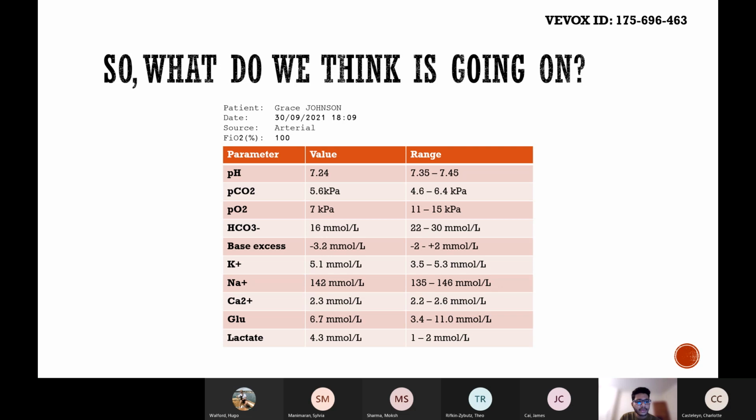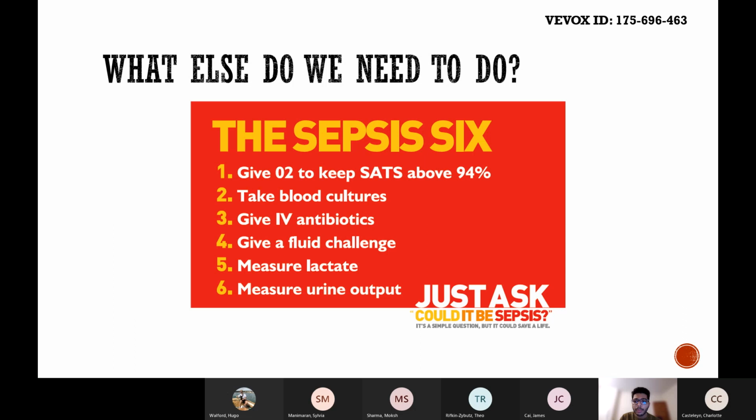So again, this is a slide for your reference, but it's really important to commit this to memory as well. The sepsis 6, again, comes up in OSCEs all the time. You need to give 3 things and take 3 things. So you need to give oxygen to keep the SATs above 94, so we've done that. You need to give IV antibiotics ASAP. You need to give a fluid challenge, so that's usually 500 milliliters of saline over 15 minutes through a wide bore cannula. You might want to give a bit less if the person's known to have heart failure because they could become fluid overloaded.